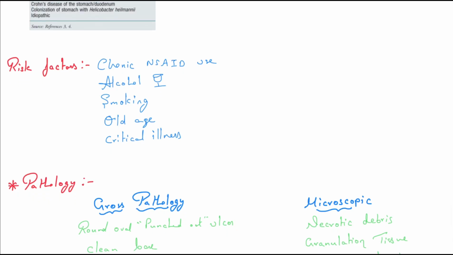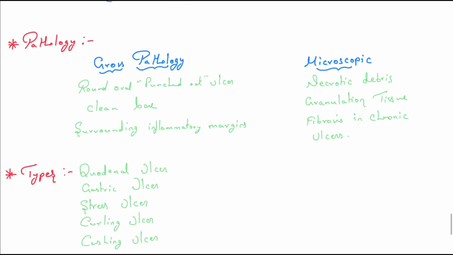These are the main risk factors we can see. The risk factors are chronic NSAIDs use, alcohol, smoking, old age and critical illness. Okay, so if any patient has peptic ulcer disease, in gross pathology we can see a round oval punched out ulcer. So if you're doing endoscopy and you can see a punched out ulcer, then you have to suspect the patient has peptic ulcer disease.